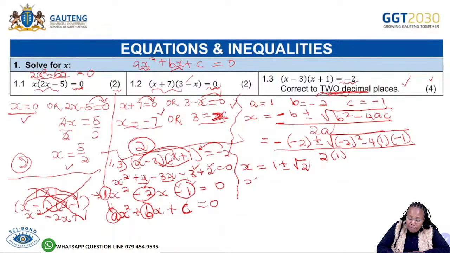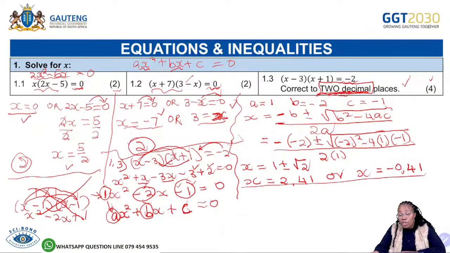This will give you the first x value. Consider 2 decimal places, right? So the first x value will be 2,41, or x is equal to negative 0,41. So those are the expected solutions, grade 12.